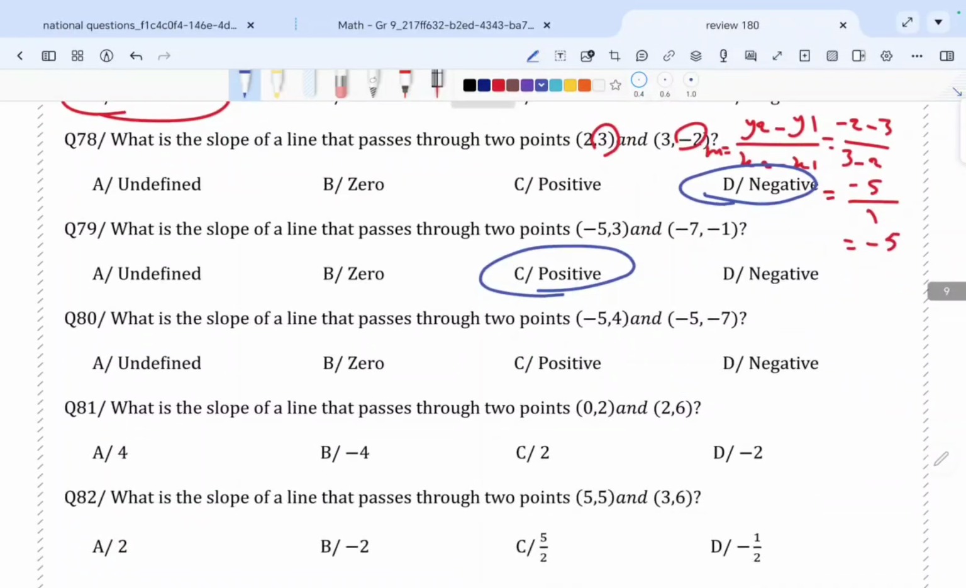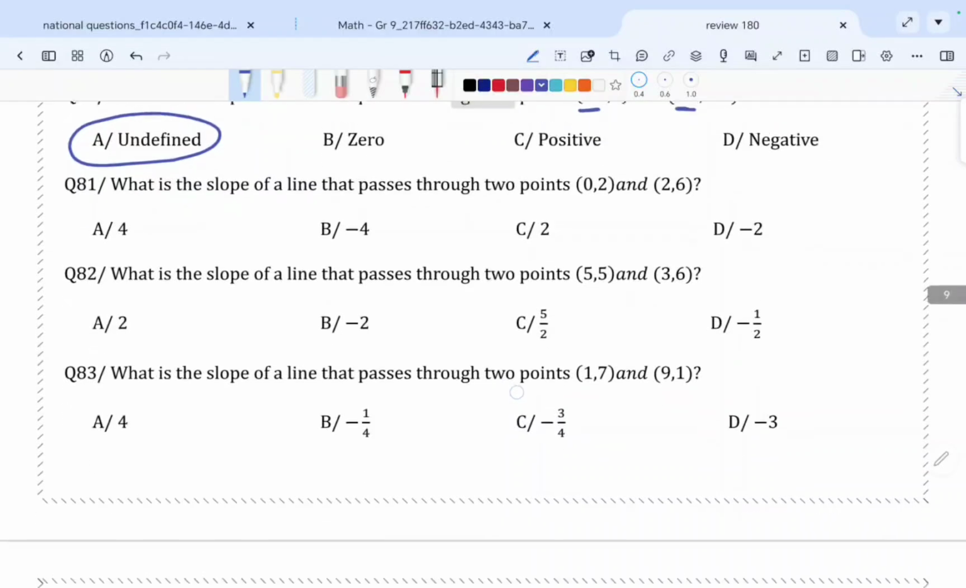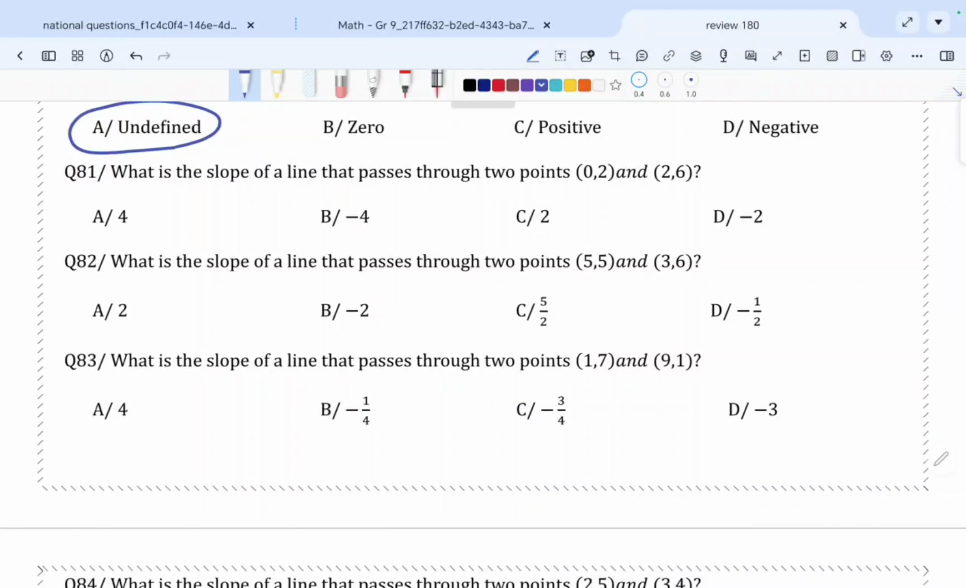Question 79. Again, you have to solve it. The answer will be positive. Question 80. The x's are the same. It's -5, both of them are -5. So the answer is what? Again, undefined. If the y's are the same, it will be 0. Pay attention.